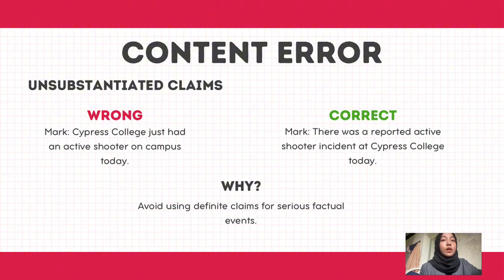Another error from content error is from Mark's dialogue. Cypress College just had an active shooter on campus today. The correct one is there was a reported active shooter incident at Cypress College today. Why do I say this is wrong? Because Mark used a strong word such as active shooter, just had an active shooter. So we need to avoid using definite claims for serious factual events.